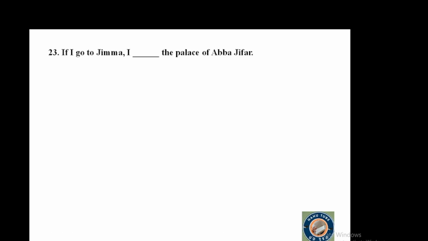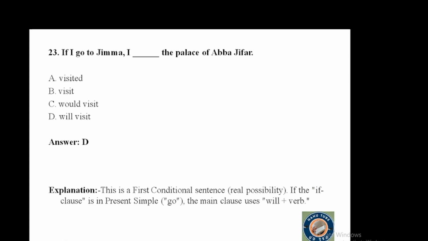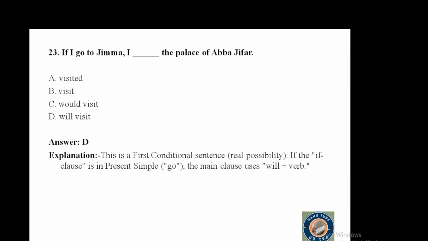Question number 23. If I go to Jimma, I blank the palace of Abba Jifar. A. Visited. B. Visit. C. Would visit. D. Will visit. The answer is will visit, because this is a first conditional sentence, or real possibility. If the if clause is in present simple, or go in this case, the main clause uses will plus verb. Hence the answer is will visit. If I go to Jimma, I will visit the palace of Abba Jifar.